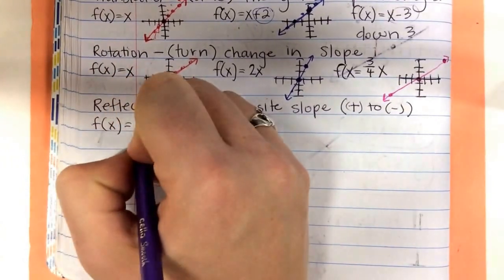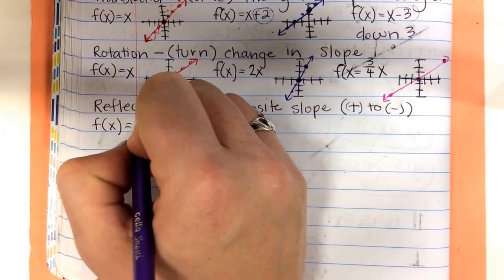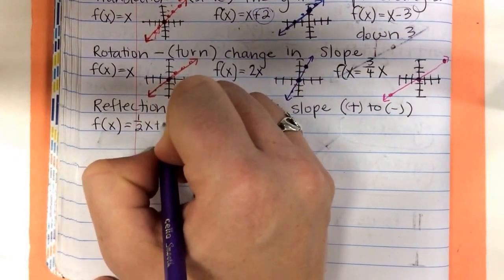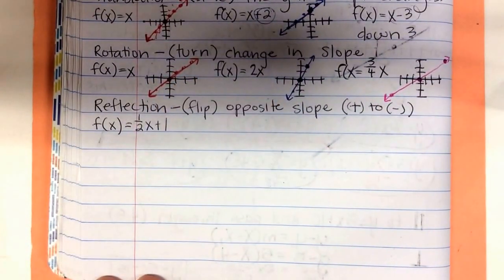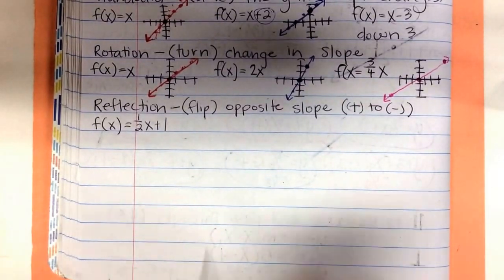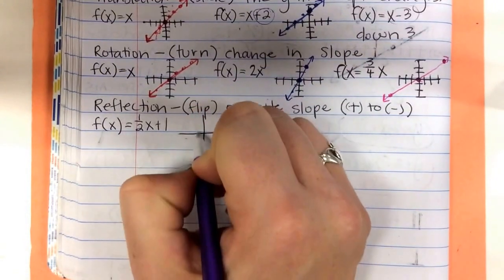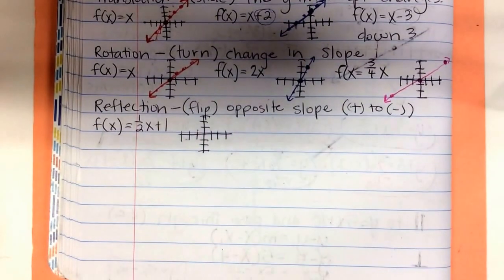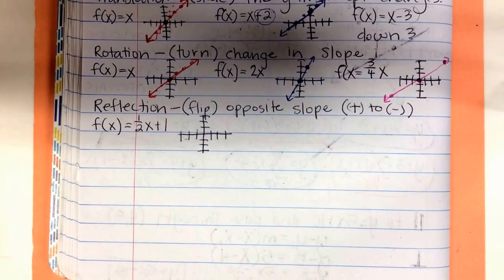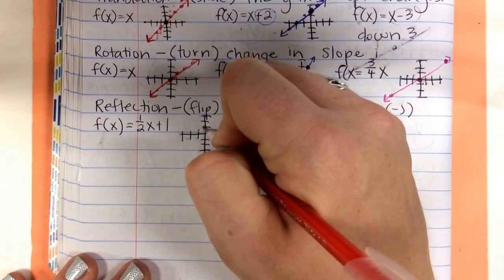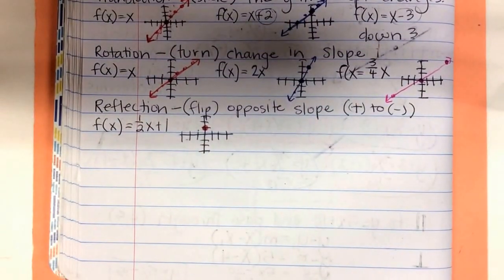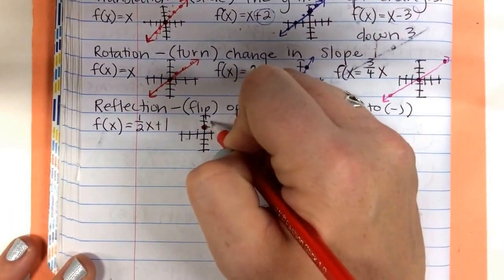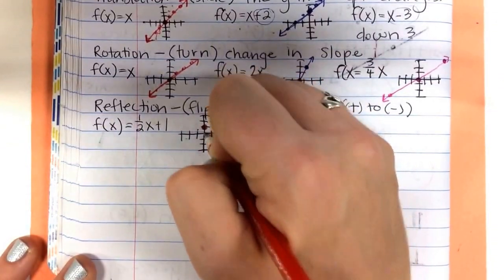So again, let's start with f of x, and let's do 1/2 x plus 1. Let's not start with our parent function. Let's make a little graph. Where does this graph start? Positive 1. And what do you do to graph it? Up 1 over 2. Down 1, backward 2.